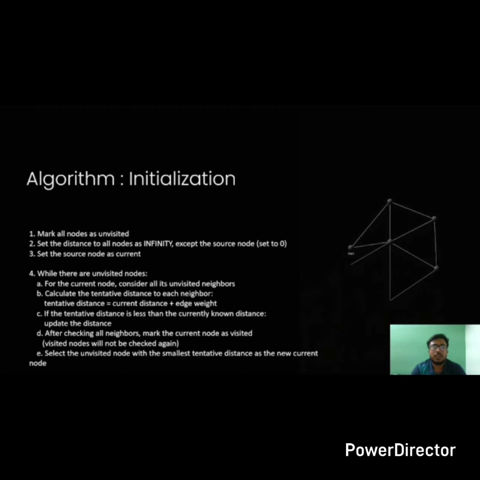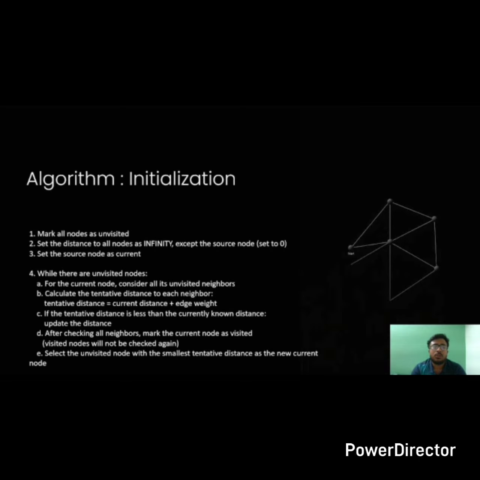We can calculate the tentative distance as the current distance plus the edge weight. If the tentative distance is less than the currently known distance, update the distance. After checking all neighbors, mark the current node as visited. Now, visited nodes will not be checked again.